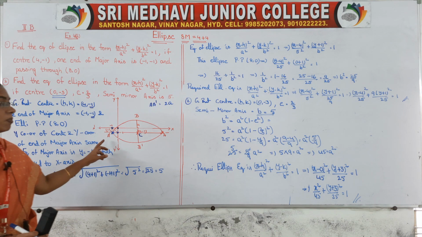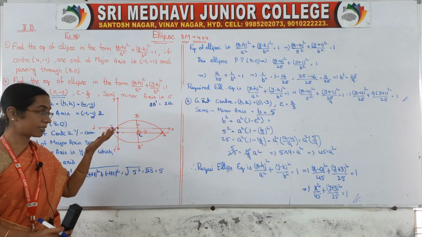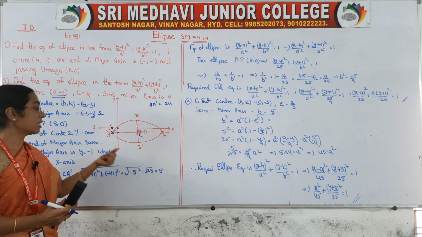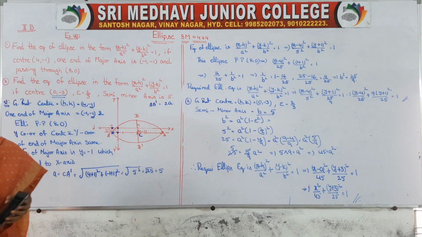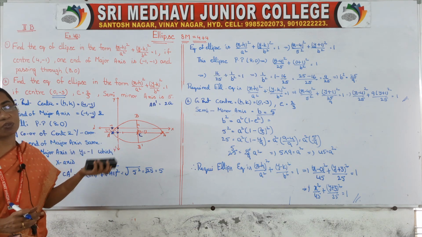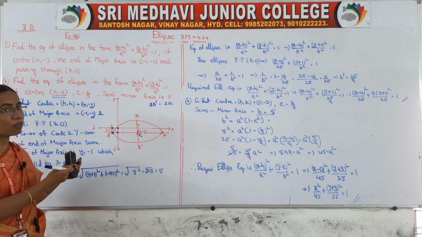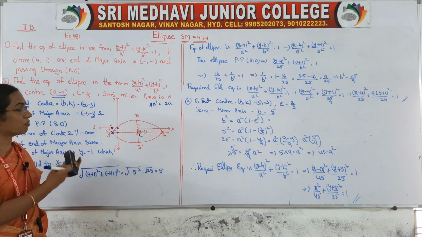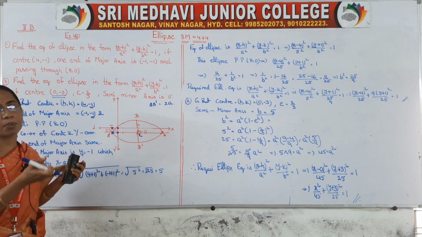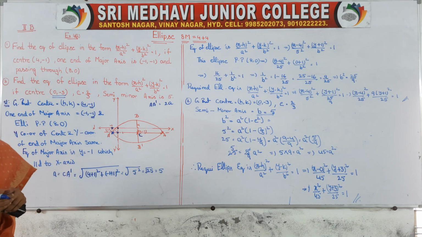So in the previous problem, we got the major axis as b dash. Now here we got the major axis as a dash. Be careful. If you draw the diagram, then you will know which one is your major axis. The end of the major axis is given, no, with that you will know whether a dash or b dash is the major axis.